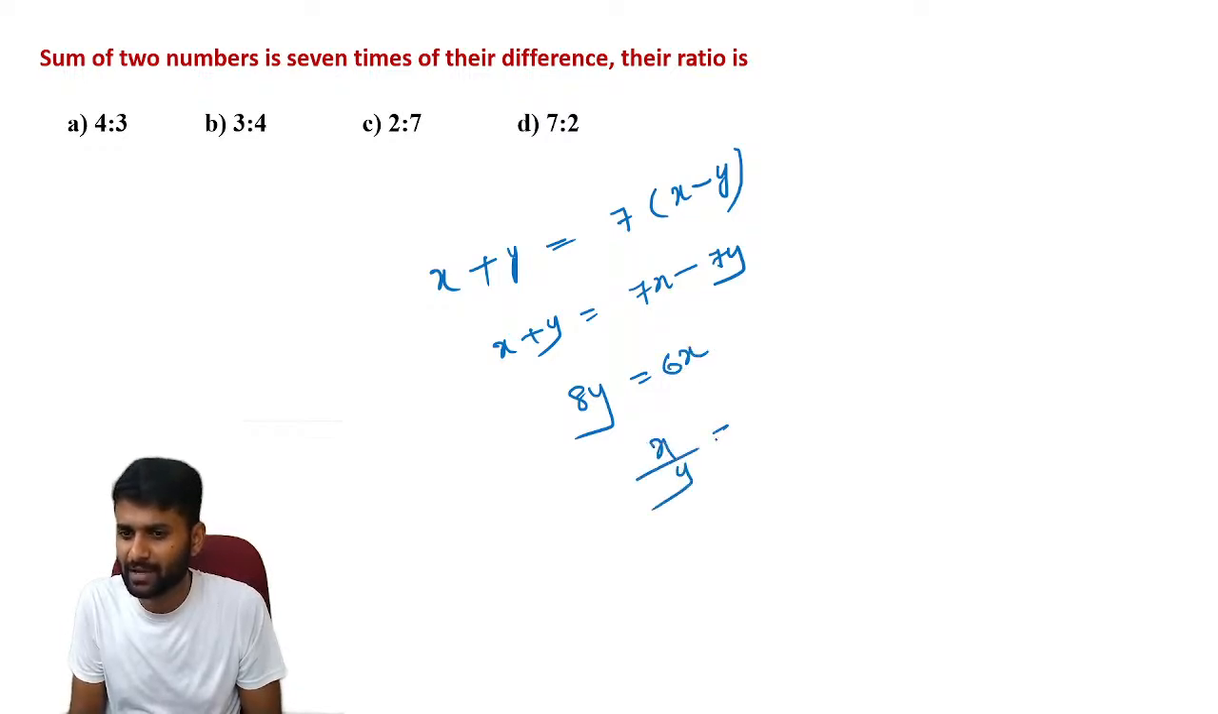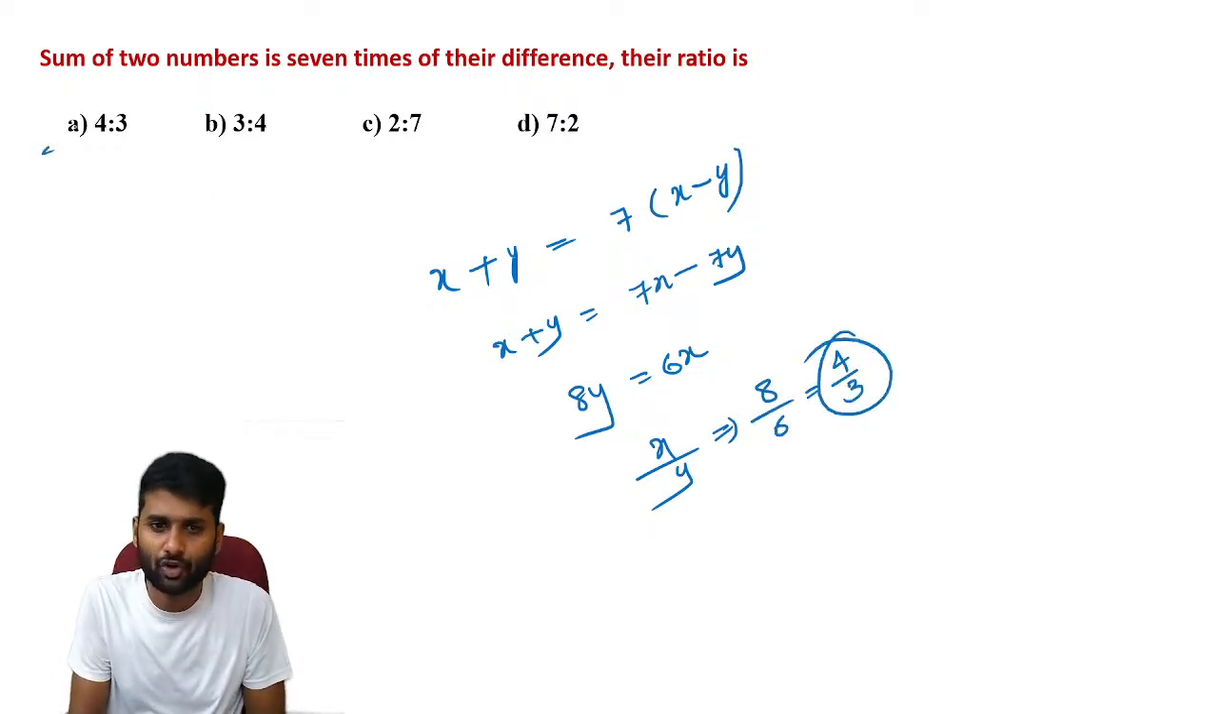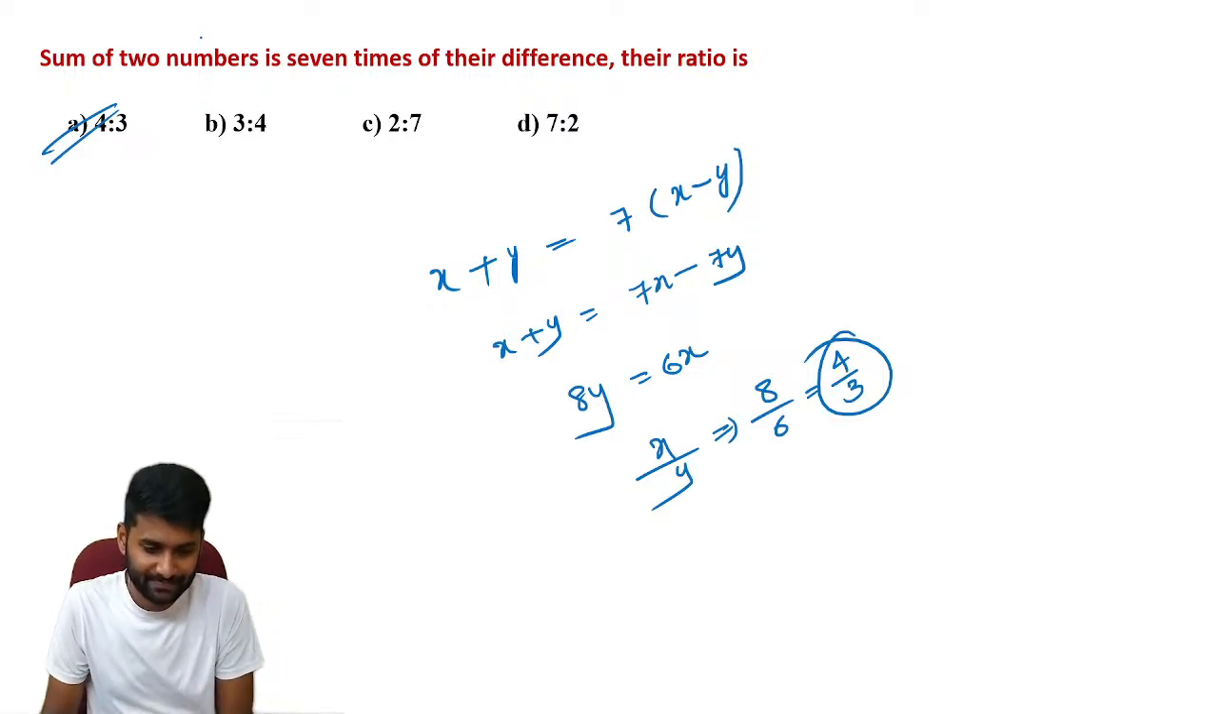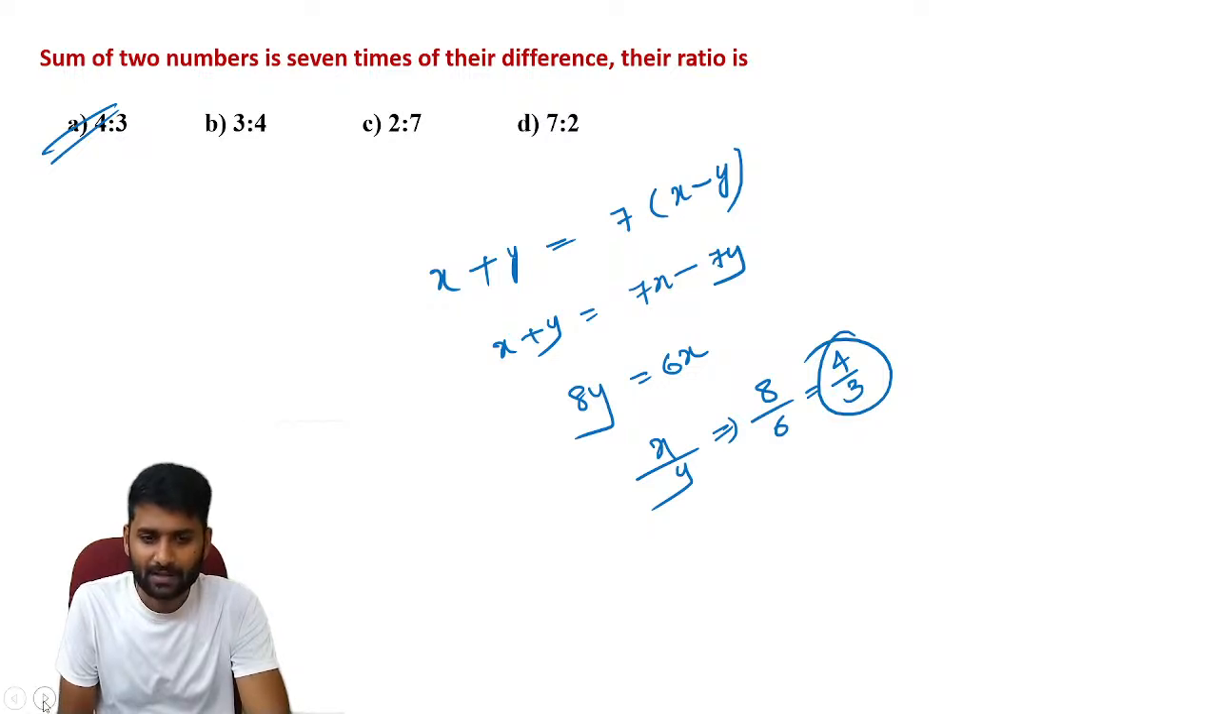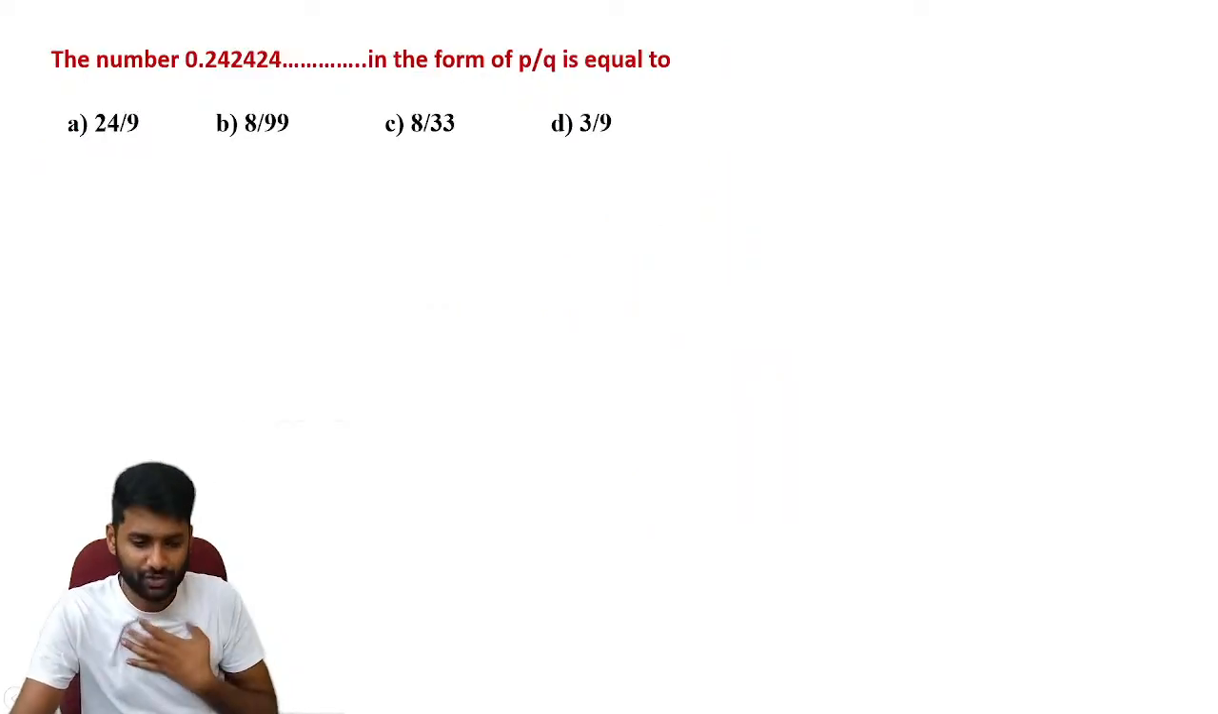What about the x by y ratio? The x by y ratio is 8 by 6. Further cancellation says that it is in the ratio of 4 is to 3. Try to solve this question.